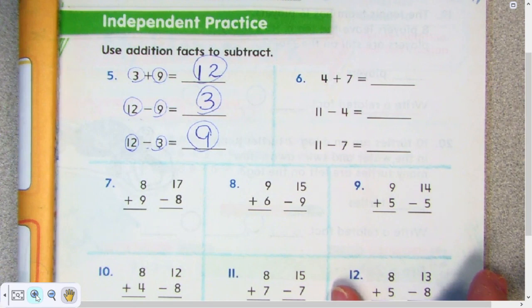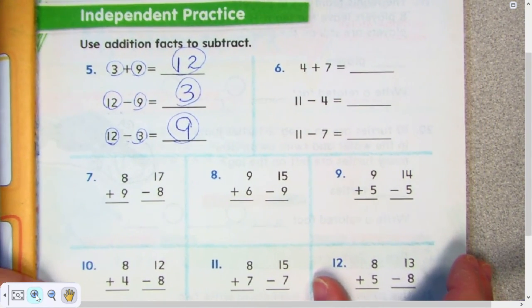All right, let's do number 6. And now my nose is starting to run. I don't understand. It wasn't running earlier.